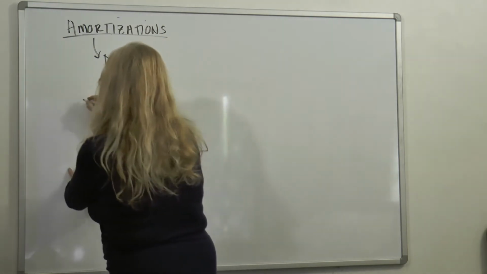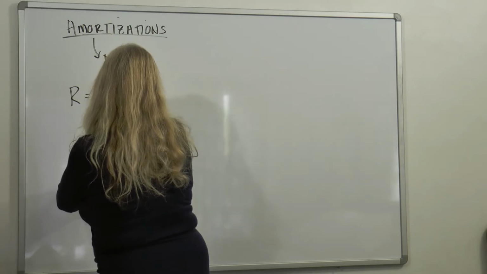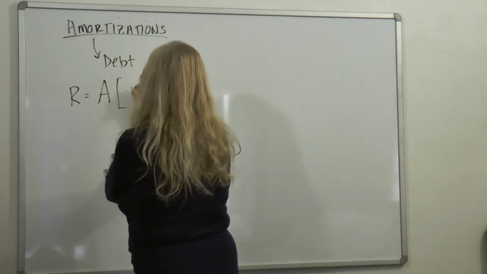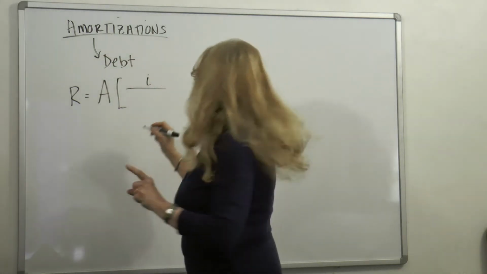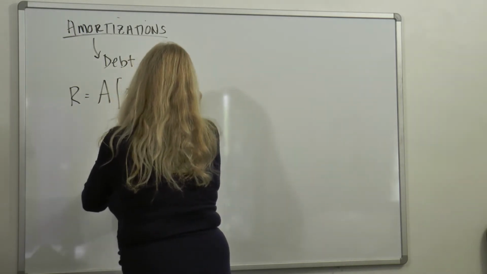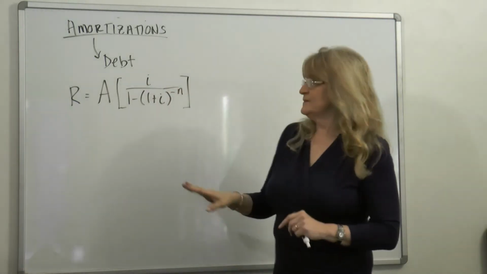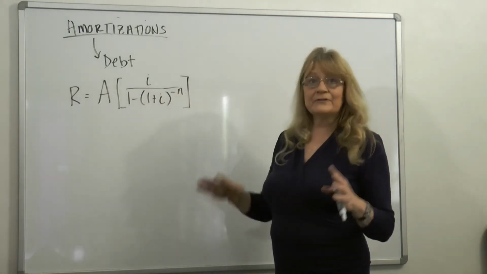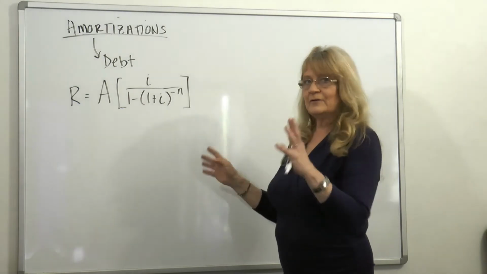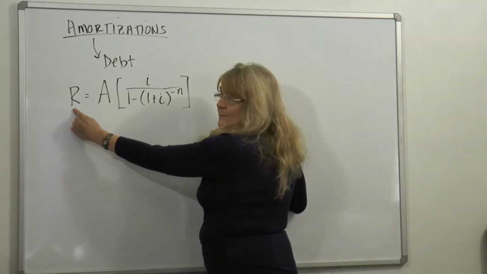And here's how the formula looks. And this is on the formula sheet that I put on CourseWeb. Okay, so let me explain this to you. Notice that the letters are all the same that we use in annuities, they're just all moved. This is your monthly payment.